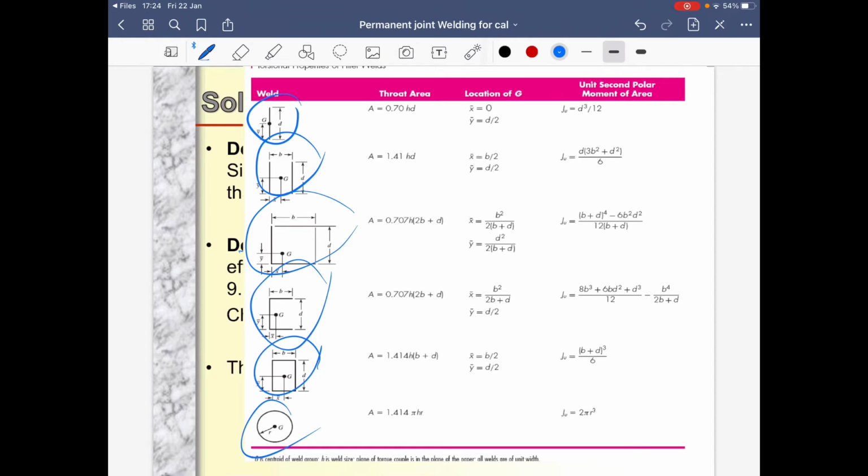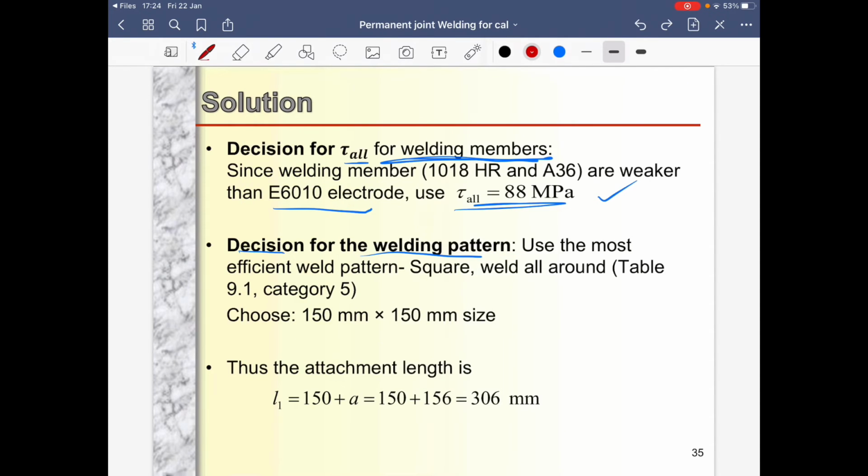If you have a straight weld compared to two sides, the two-side one is better. But if you do have a square weld, that would be better and stronger. That's why in this case they give us the suggestion to take the pattern square weld all around, Table 9.1, category 5. In category 5, they choose a 150 mm times 150 mm size.